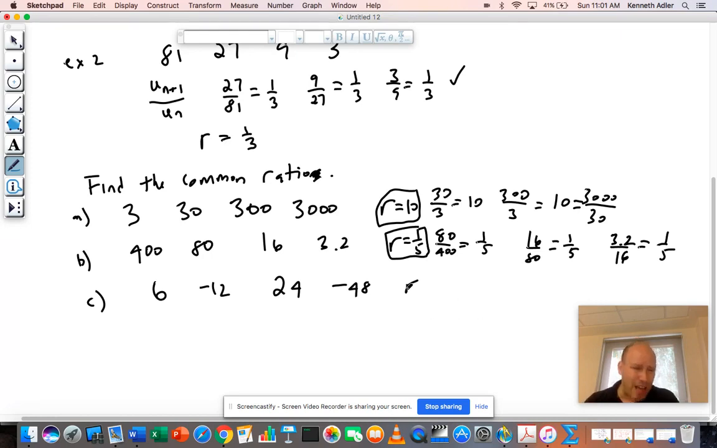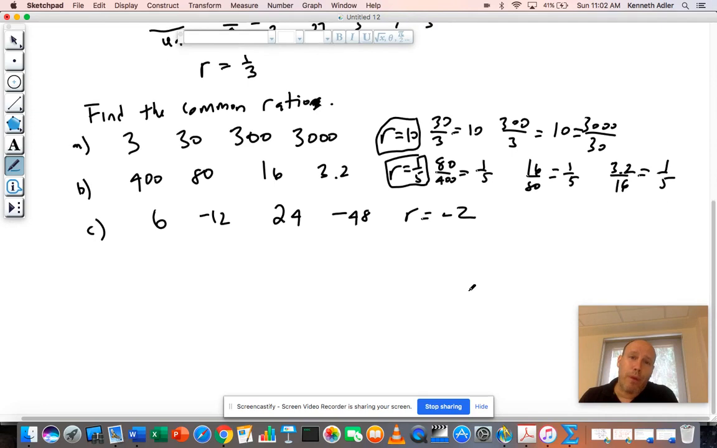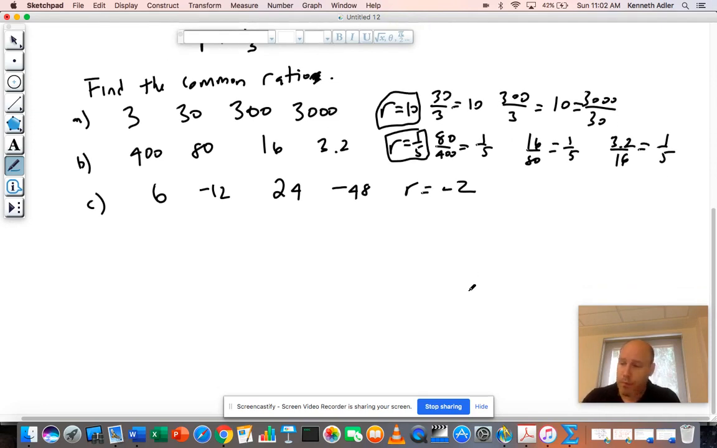Now, what's going on with this last one? Okay, well, you kind of have an idea, but now there are negatives introduced. Same idea. Go to your calculator, or some of you are saying, Mr. Adler, no, we get it. We know it's doubling, but it's switching from negative to positive, negative to positive. So I know by inspection it's -2. If you want to test it out, do -12 divided by 6, 24 divided by -12, and then -48 divided by 24. That gives you your common ratio. Let's move on. Now, in the book, they're going to refer to something as a general term.